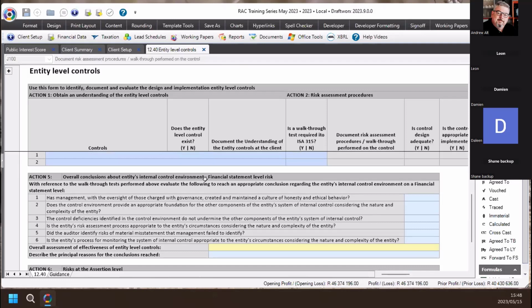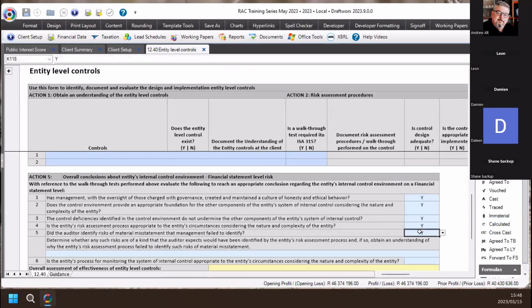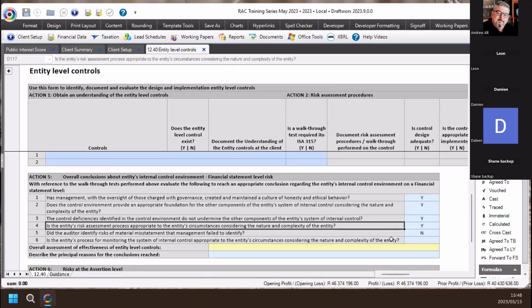Okay. Then we come back to the conclusion again. Is there a culture of honesty and ethical behavior? Have I done something above that addresses that? Does it provide an appropriate foundation for other components of the entity's system of internal control, considering the nature and complexity of the entity? Have I documented something to be able to say yes in these? And sometimes it's minimal. Oops, sorry, that last one mustn't be yes, it must be no.